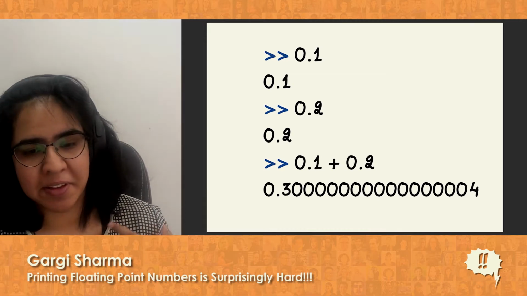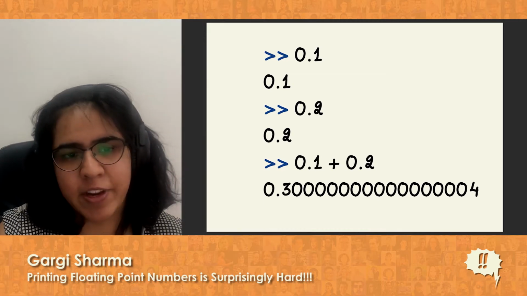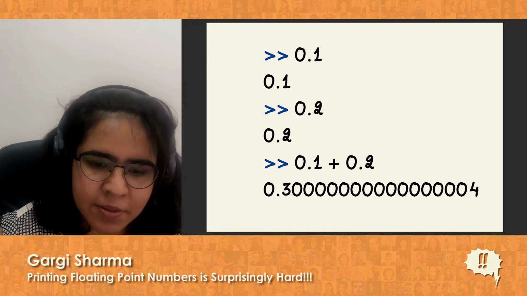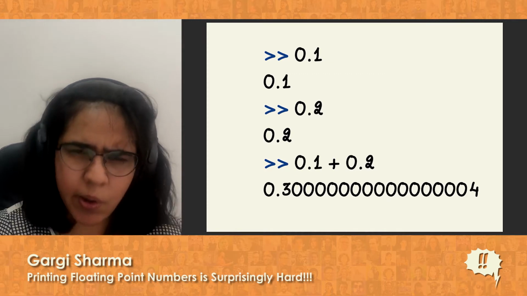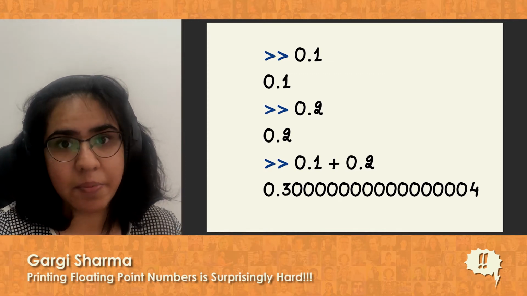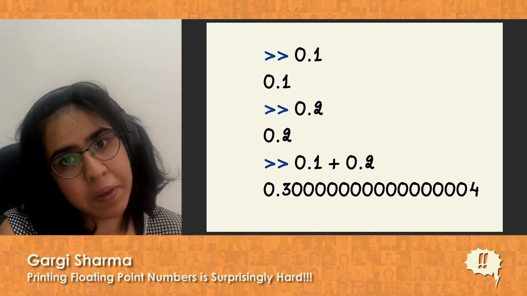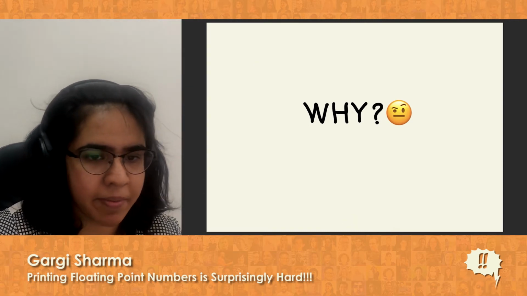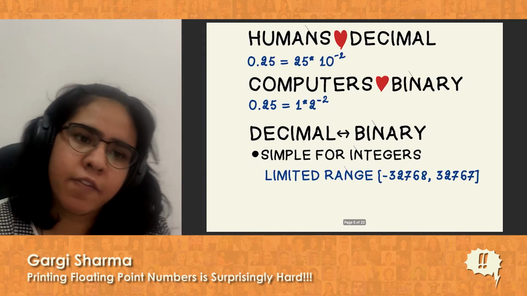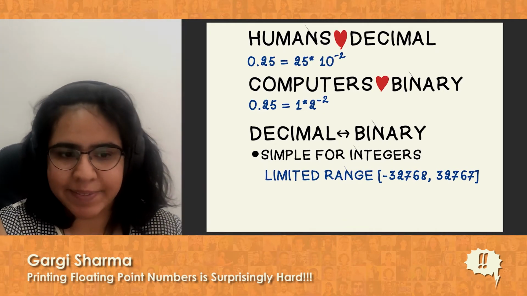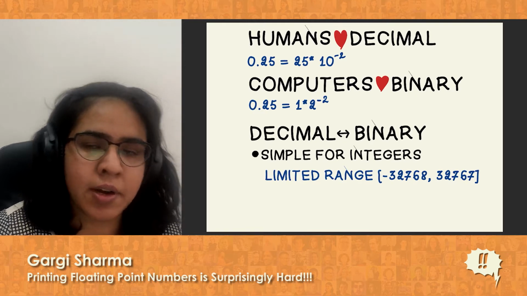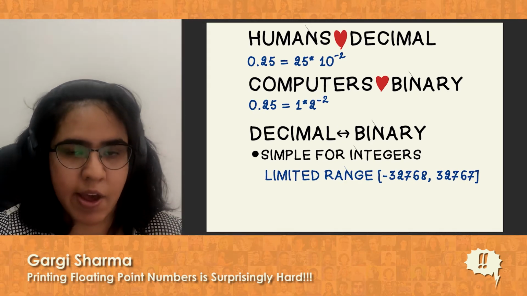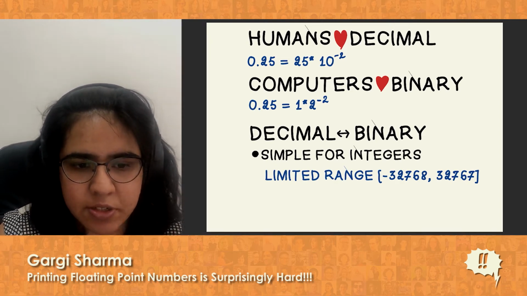And you might think the compiler or the interpreter is at fault here, but more often than not, it's the printing algorithm that's the problem. So what is that? Humans love decimal, so if you have 0.25, you can represent it as 25 times 10 raised to the power minus 2 in decimal. And computers love binary, so if you have 0.25, you can represent it as 1 times 2 raised to the power minus 2, and you have an exact binary representation.